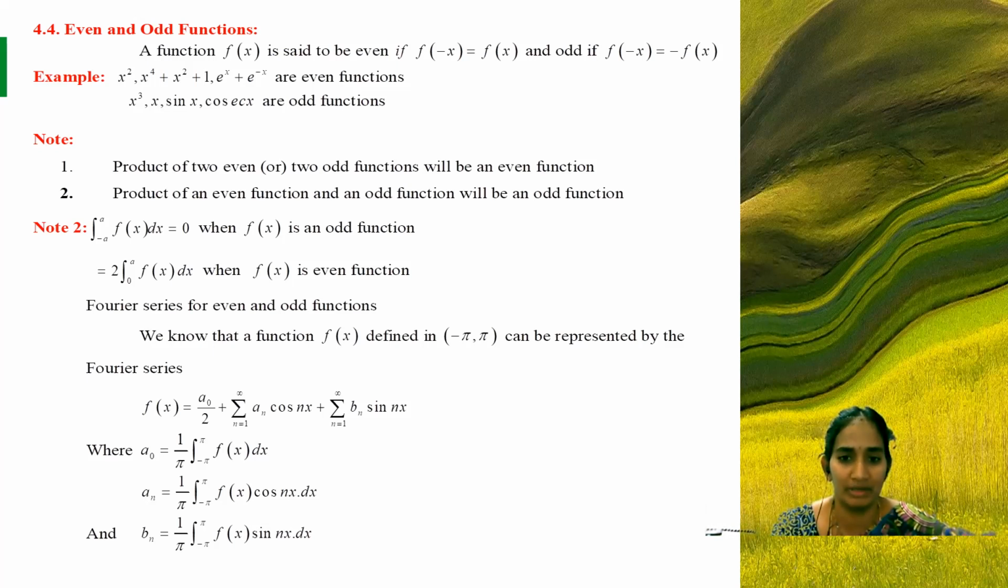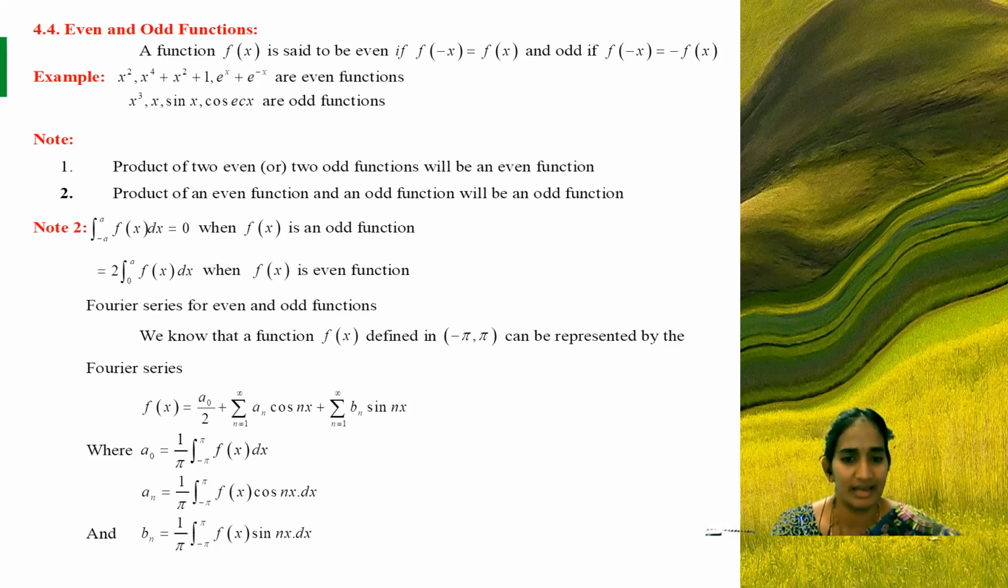The series for even and odd functions. We know that a function f of x defined in minus pi to pi can be represented by the Fourier series: f of x equals a naught by 2 plus summation n equals 1 to infinity a n cos nx plus summation n equals 1 to infinity b n sin nx. Okay. So we know the values: a naught equals 1 by pi integral from minus pi to pi f of x dx, a n equals 1 by pi integral from minus pi to pi f of x cos nx dx, and b n equals 1 by pi integral from minus pi to pi f of x sin nx dx.